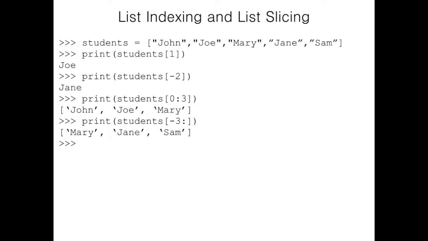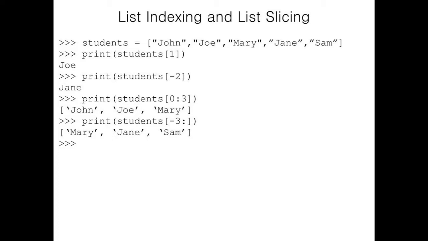Here in this example, we have a list containing 5 items, basically 5 names of students. So you can reference item number 1, which is the second item. You can also use negative index. So -2 is the second last item, which is Jane. You can also perform index slicing. So slicing from item 0 to item 3 would include items 0, 1, 2, but not including 3, so that the result will be John, Joe, and Mary.